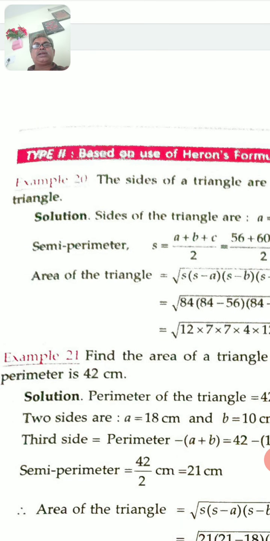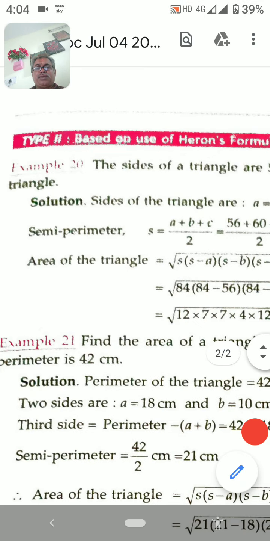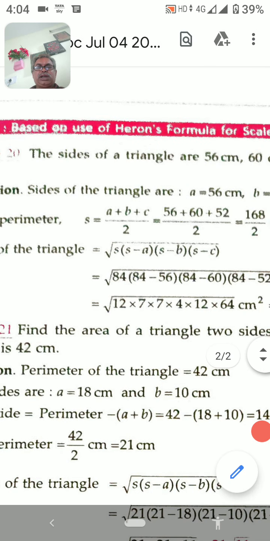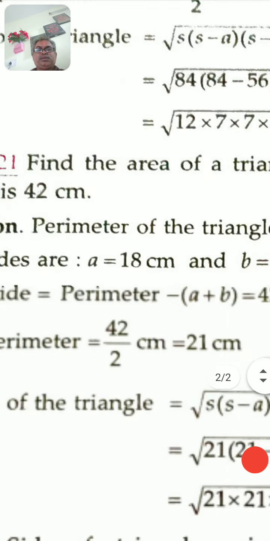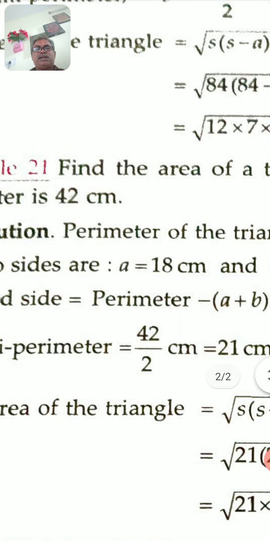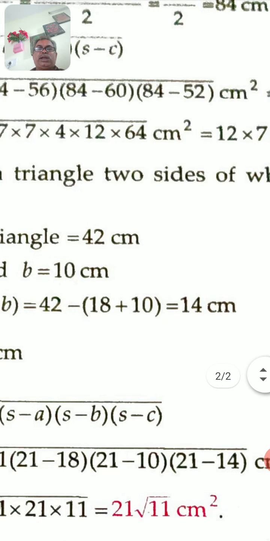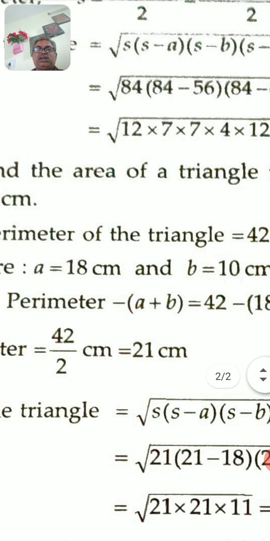So here two sides of the triangle are given and its perimeter is given. So we can write the two sides: A is equal to 18, B is equal to 10. Now we need the third side. How to find the third side? Perimeter minus (A plus B), that means the sum of two sides. So 42 minus 28 is equal to 14. So in this way we got the third side.